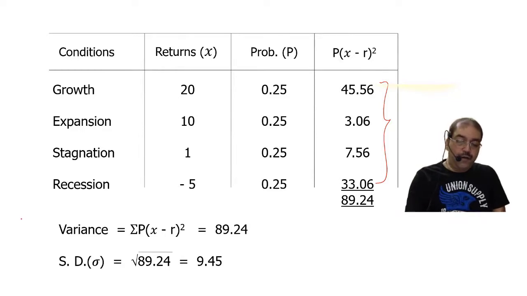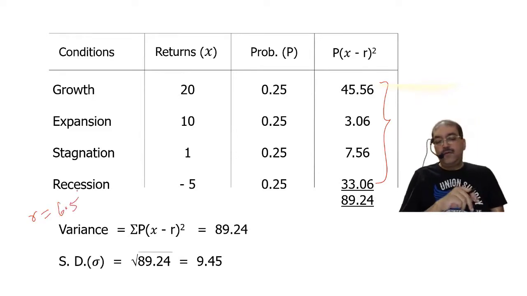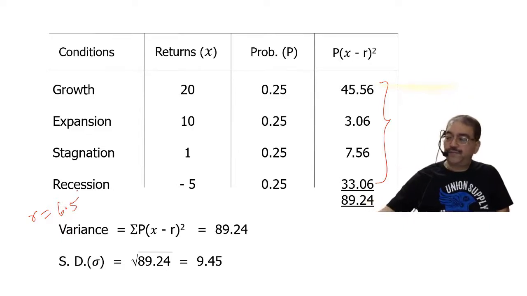I think R is equal to 6.5. I made some calculation mistake there. R is equal to 6.5. So 20 minus 6.5, square it, multiplied by 0.25 is 45.56. 10 minus 6.5, square it into 0.25, 3.06. So R is equal to 6.5.